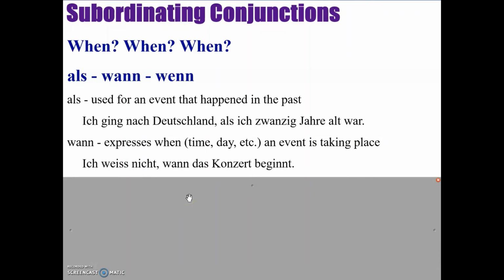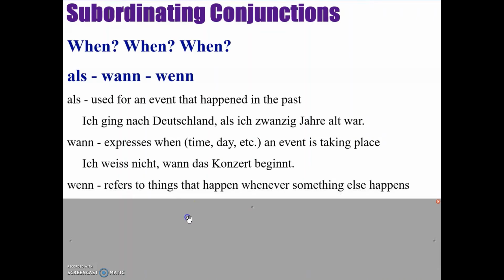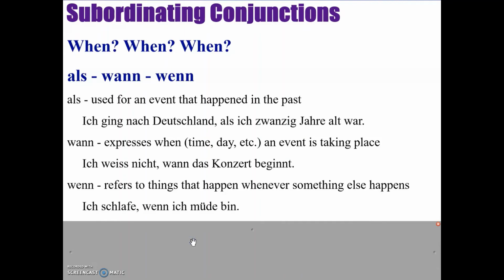And our third when is wenn. And this refers to things that happen whenever something else happens. It is something that doesn't happen just one time, happens multiple times, and whenever this thing happens, this could happen. So zum Beispiel, ich schlafe, wenn ich müde bin. I sleep when I'm tired. So there wasn't just one instance in my entire life when I was tired. This is a whenever. I sleep whenever I am tired.